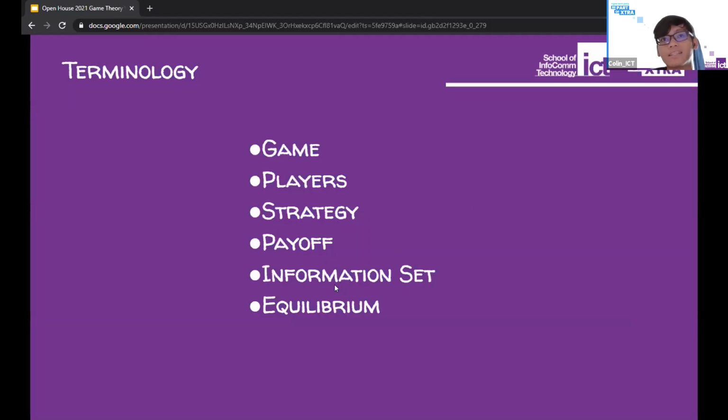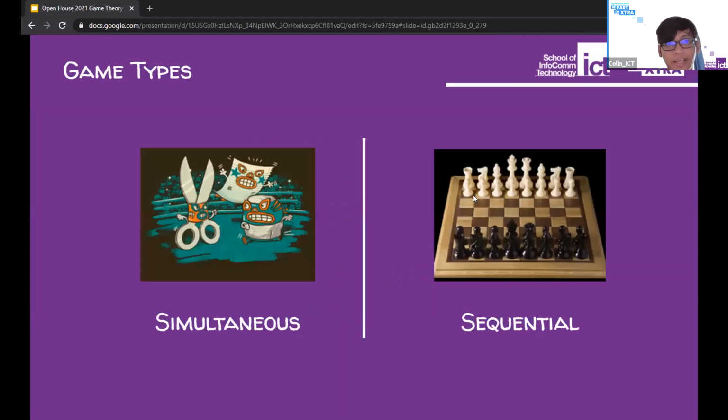Next is the information set, basically the information made available at any given point in the game. And lastly is the equilibrium, a point in a game where both players have made their decision and an outcome is reached. So this is what equilibrium means. Okay, now we'll start with the various game types.